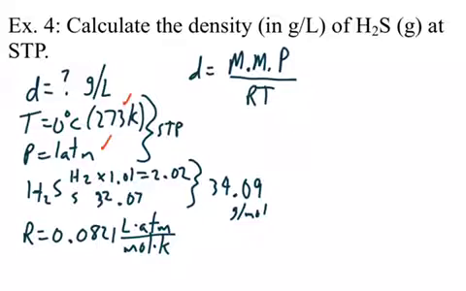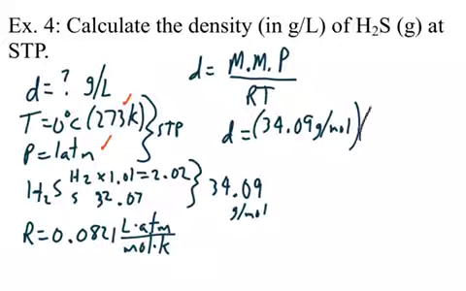Now, we can pretty much plug in these numbers and solve for density. So to find density, we're going to get the molar mass that we just found, 34.09 grams per mole. We're going to multiply that by the pressure, which is 1 atm.